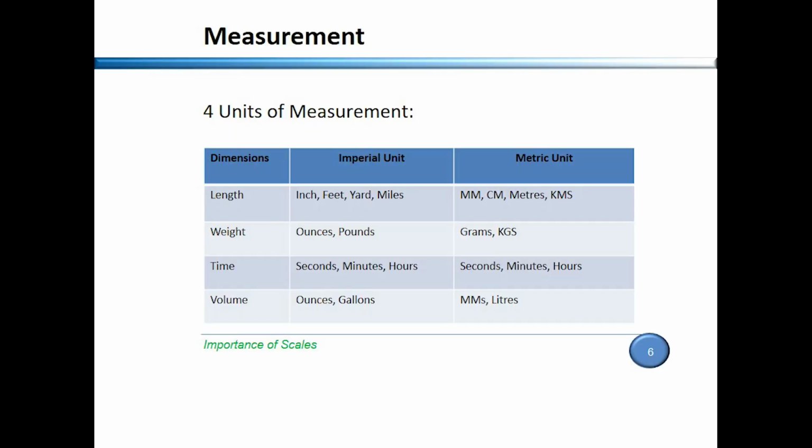Simultaneously, for the illumination of light we use the unit of measurement as candela. So, these are the different types of measurements that are being used, out of which 4 are very much important: the length, the weight, the time and volume. These are the 4. Generally we bifurcate these things into 2 units, imperial unit as well as metric unit.